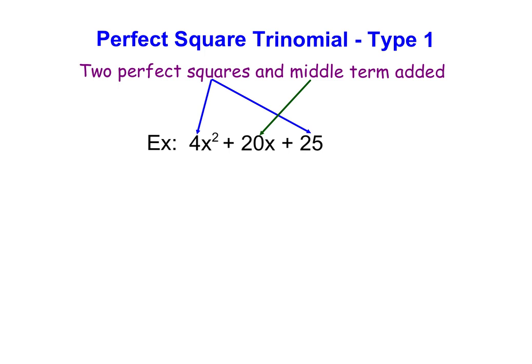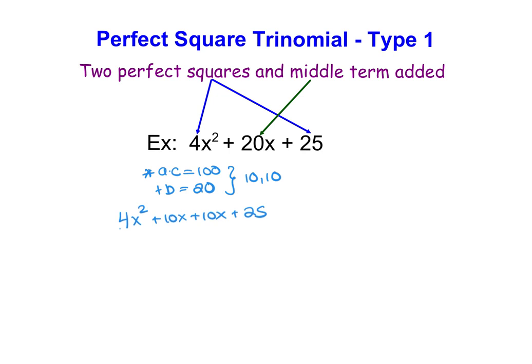So to start, we're going to take a times c, which is 100. And we need two numbers that add to whatever b is, which in this case is 20. So we're looking for two numbers that multiply to 100 and add to 20. And when I think through those, the only two numbers I can come up with are 10 and 10. So we have 4x squared plus 10x plus 10x plus 25.